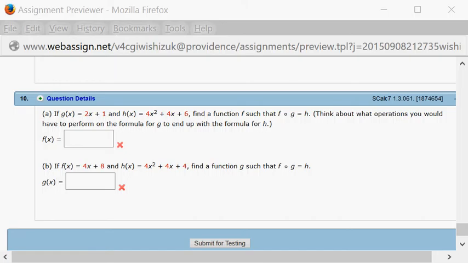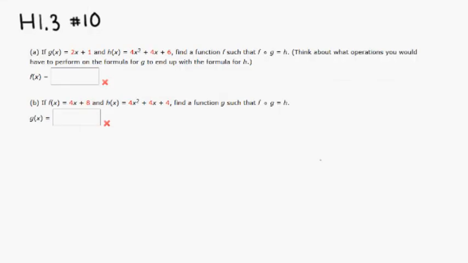Alright, let's look at homework 1.3, problem number 10. Let's look at part A. g of x is 2x plus 1, and h of x is 4x squared plus 4x plus 6, which is a composition of f, an unknown function, with g. So we have to apply some unknown function f to 2x plus 1 to get 4x squared plus 4x plus 6.